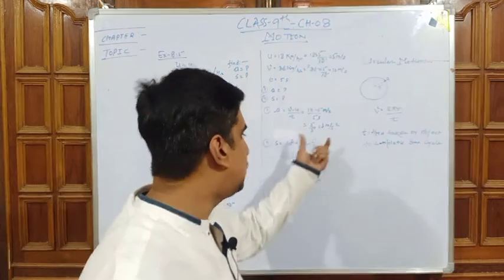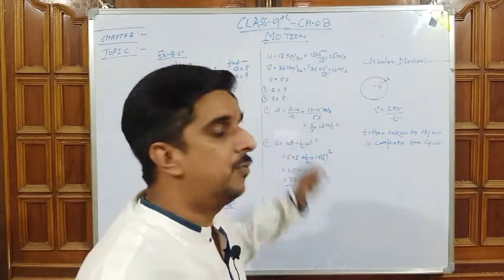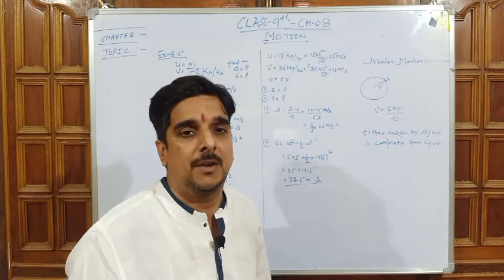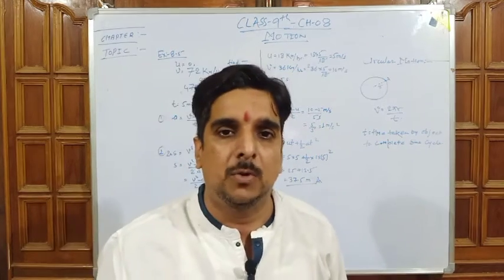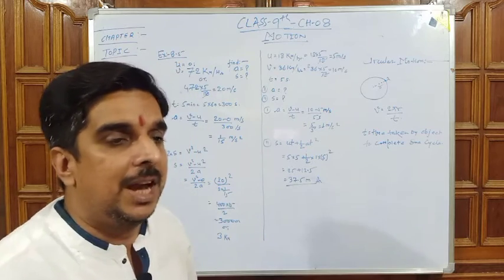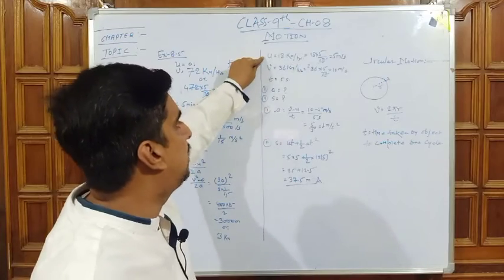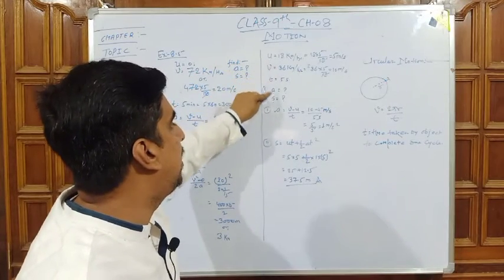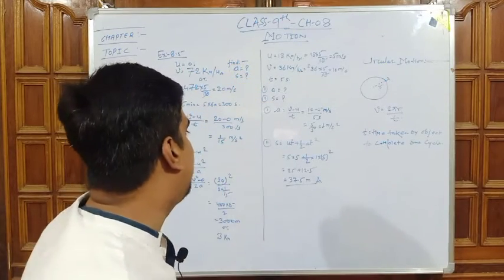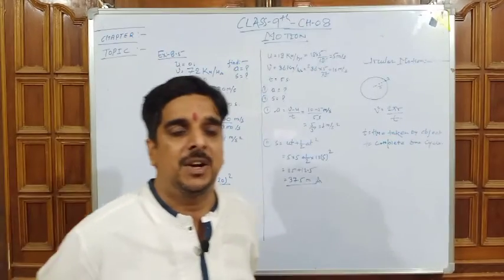Okay. Now for the second question, what we have to find out? We have to find out the total travel distance. So for that, what are we doing? Yes, here what is given? U is given, V is given, T is given, A is given, and we have to find out the value of S. So we will use the formula ut plus half at square.